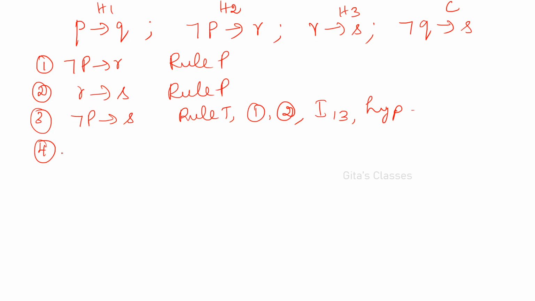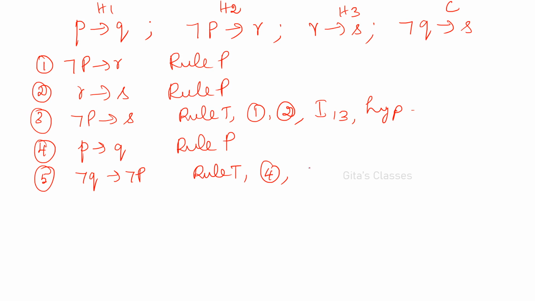So the fourth one is now, I will introduce the other one also. P conditional Q, that is rule P. I am introducing the other premise H1. You have to introduce all the premises. It can be in any order. From this, I am going to write it as not Q conditional not P. Okay, that is rule T from step 4, and it is an equivalence. Okay, the sixth one, that is a contrapositive you can say, or an equivalence you can say.